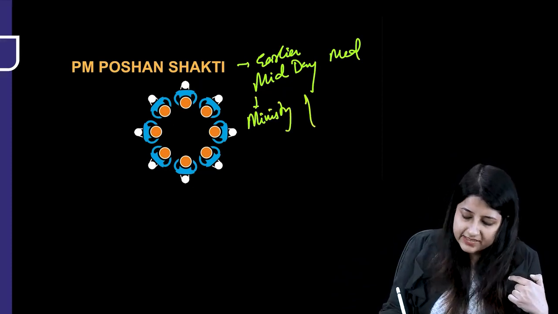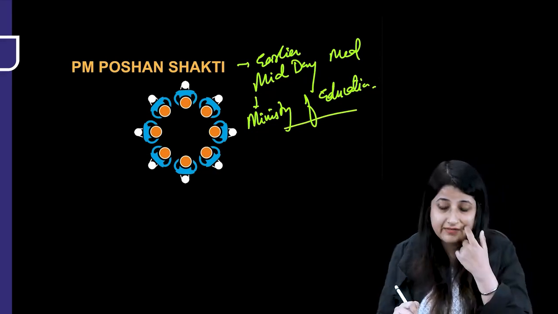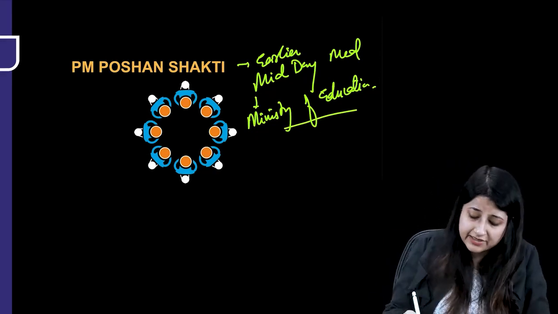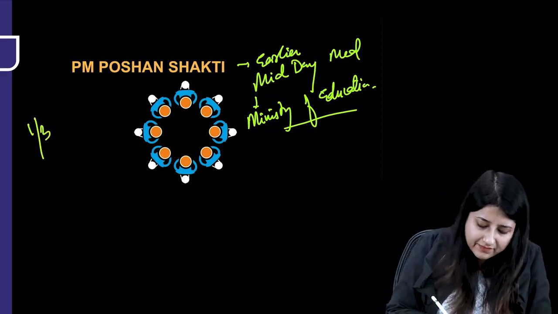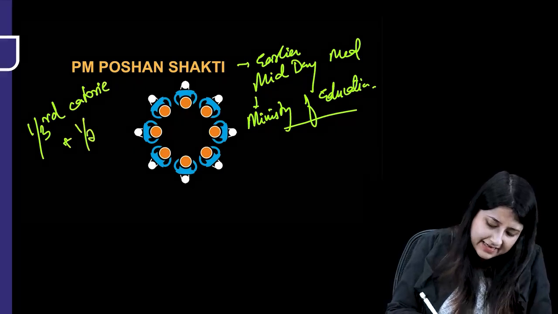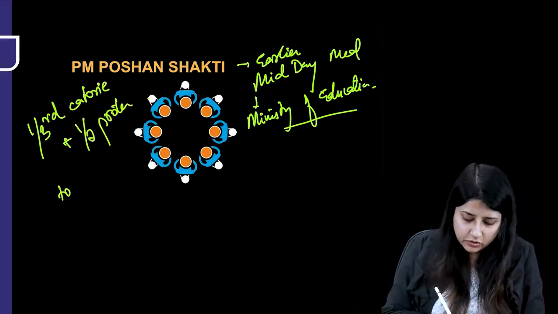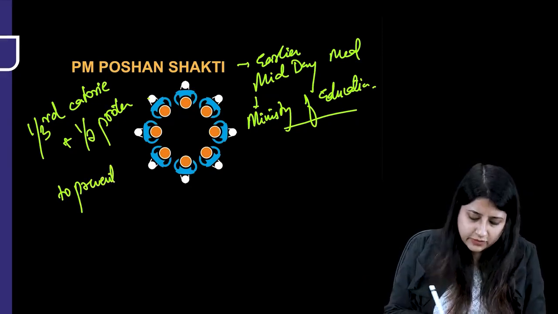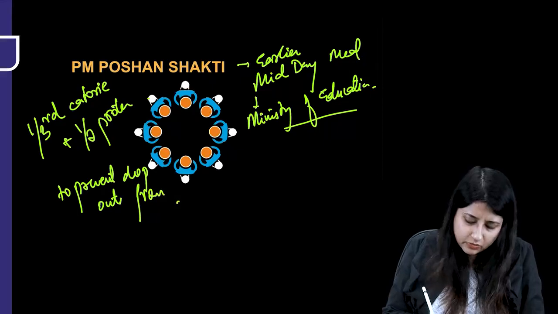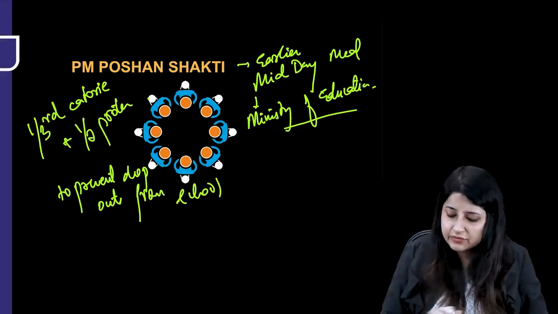So this is under Ministry of Education. Earlier it was launched by Human Resource and Development, but now it is under Ministry of Education. Most important, this provides us 1/3 calorie. This meal provides 1/3 calorie and half of protein. And why did we have this? To prevent dropouts from school. Parents used to think that at least they are getting food in school, so let us send our children to school.